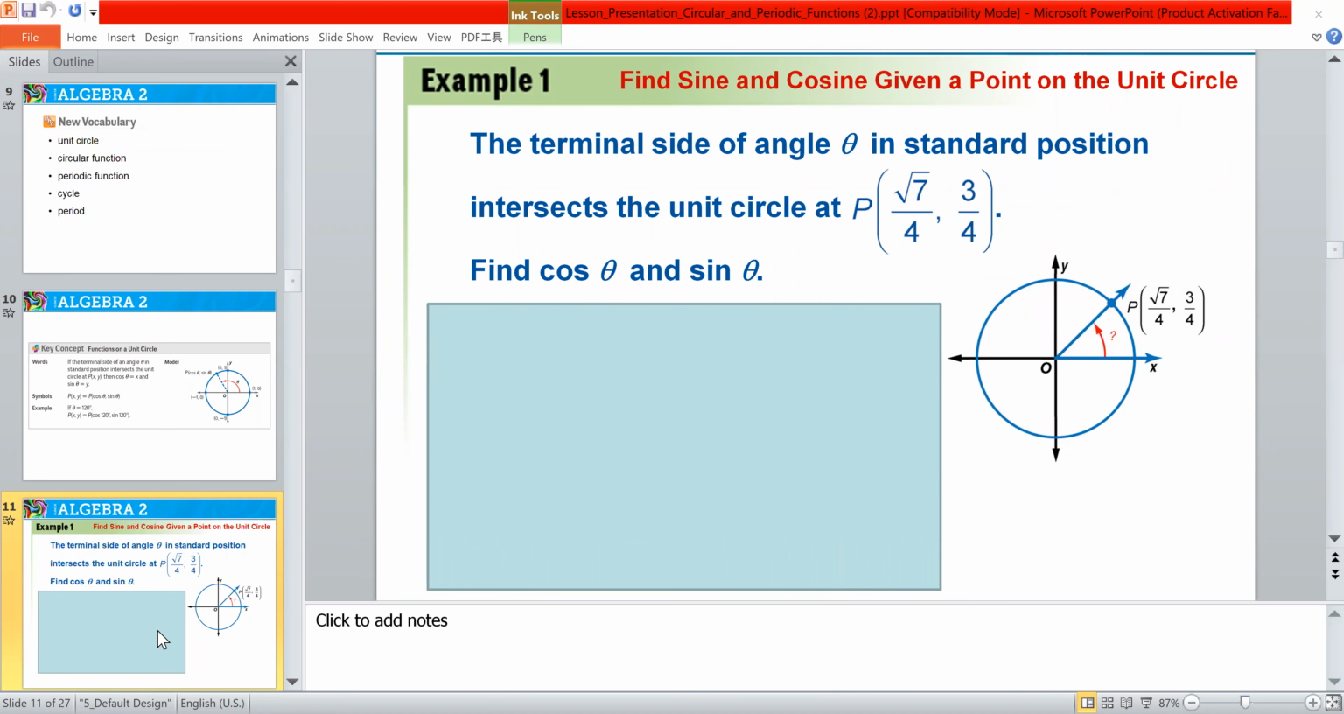Pay attention. The terminal side of angle theta in the standard position intersects the unit circle at B, which is root 7 over 4 and 3 over 4. Find cosine and sine theta. I'm just starting with Khalid Satam.